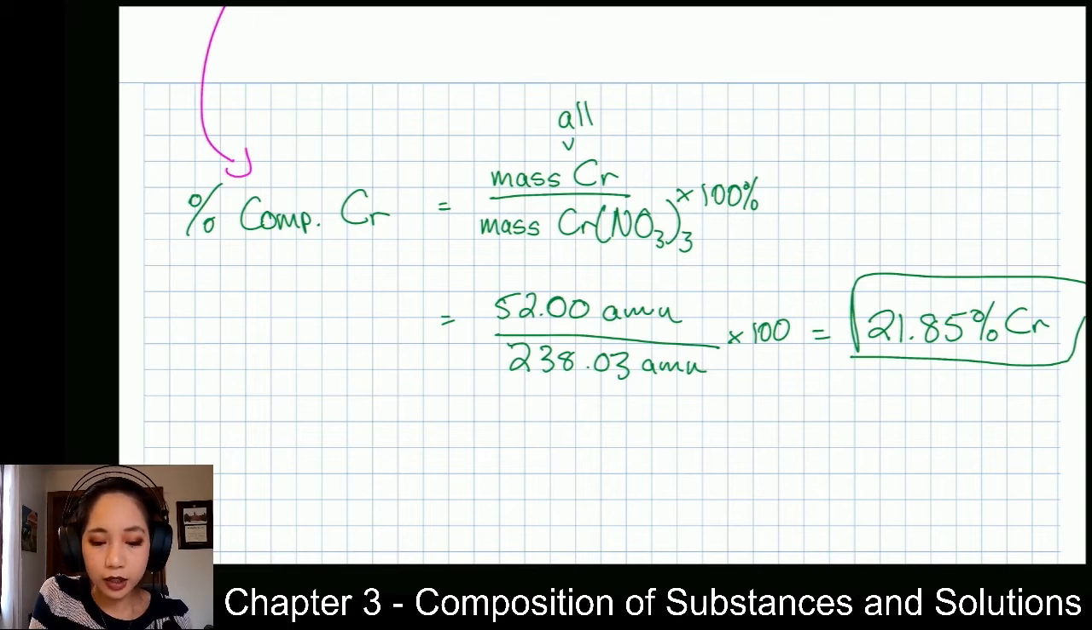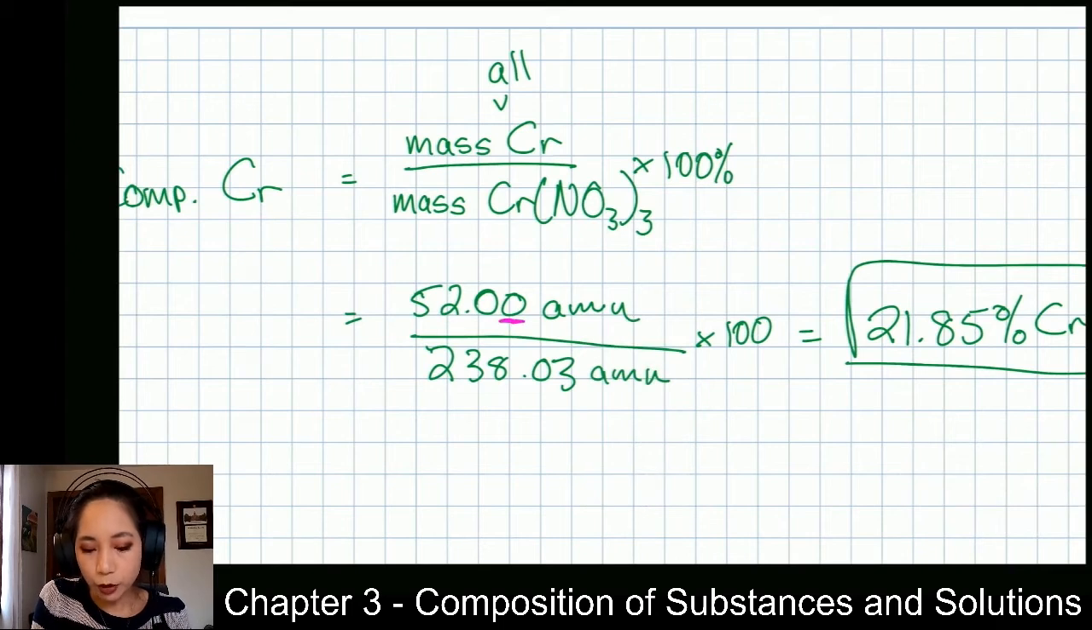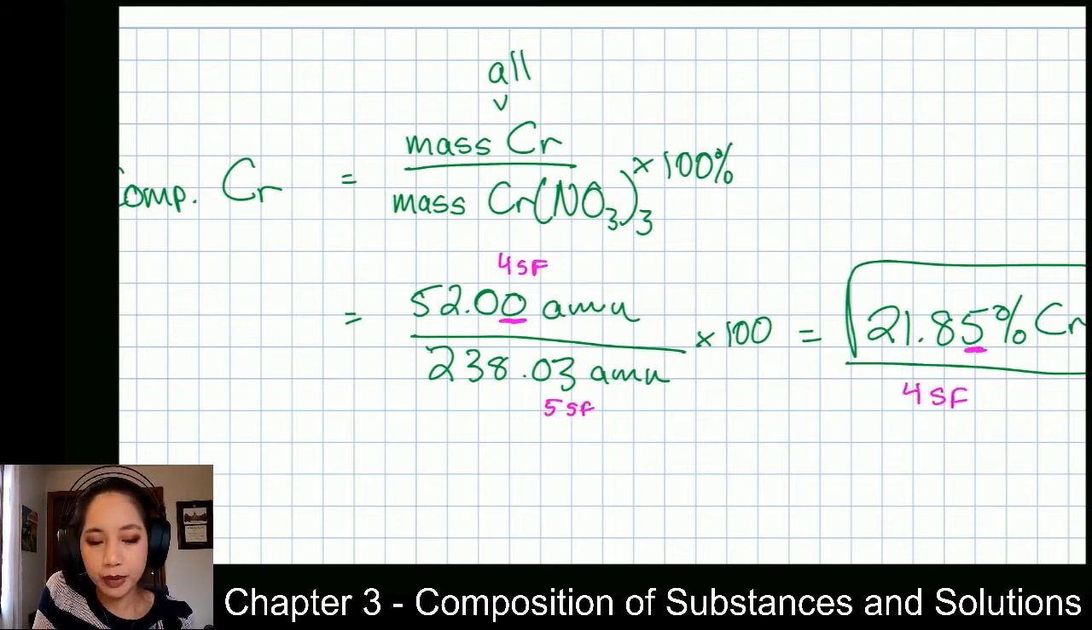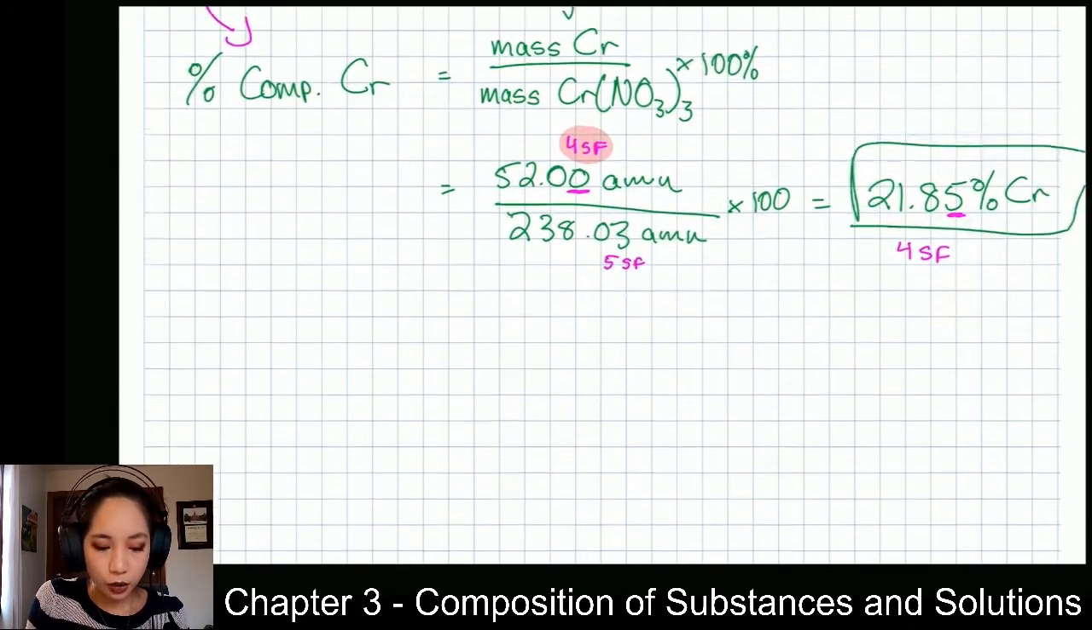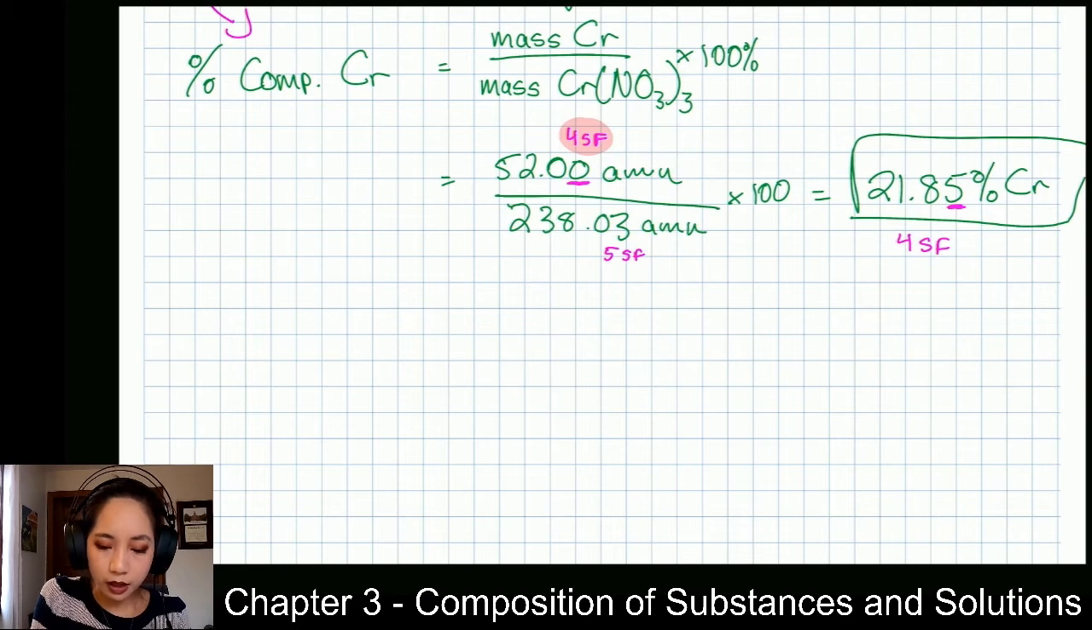And let's take a look at significant figures here. So we see the numerator only has 4 sig figs, while the denominator has 5 sig figs. So that's why our answer here has 4 sig figs, because we are limited by 4 sig figs in the numerator. All right, so let's do the same thing for nitrogen. So let's do percent composition of nitrogen.